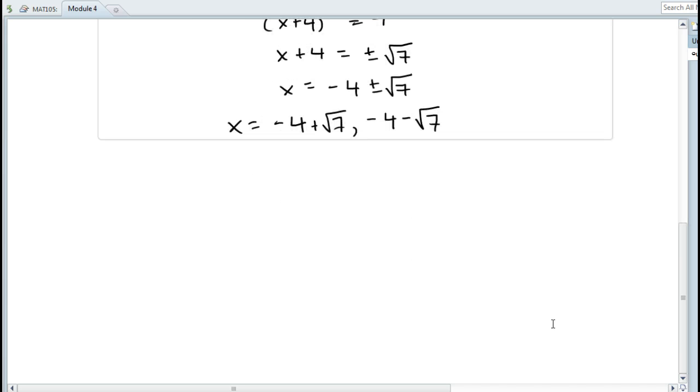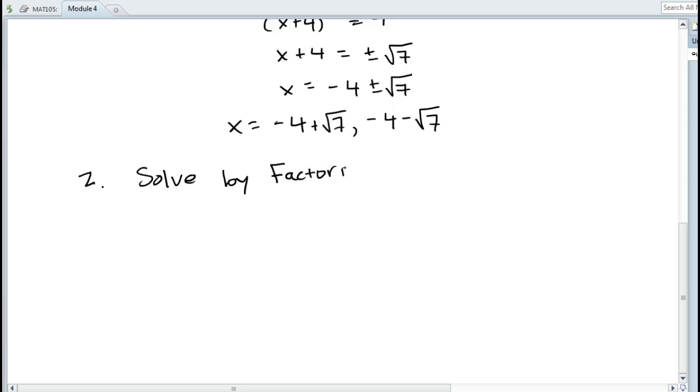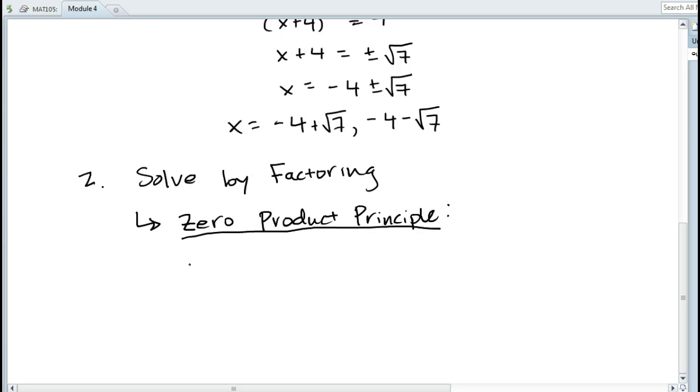So let's look at another technique to solve these things. So technique number 2, I'll say solve by factoring. And the key thing to know when you're solving by factoring is what's called the zero product principle. And what this says is that if you have two algebraic expressions, a times b, and they equal 0, then either a has to be 0 or b has to be 0. And this is going to be a very useful tool.